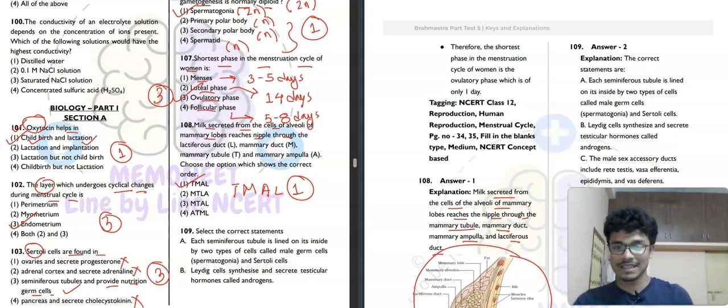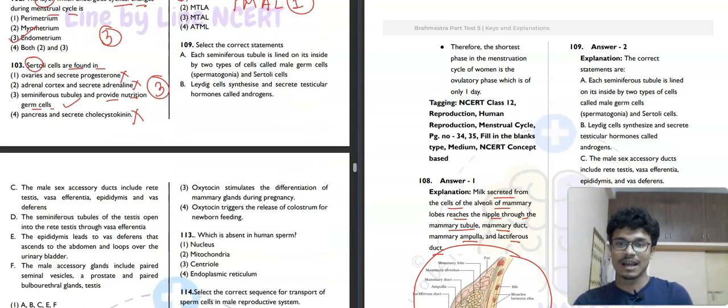It is saying to select the correct statement. Each seminiferous tubule is lined on its inside by two types of cells called male germ cells, spermatogonia, and Sertoli cells. Absolutely correct. Leydig cells synthesize and secrete testicular hormones called androgens. It is also correct. Now it is saying that the male accessory ducts include rete testis, vasa efferentia, epididymis and vas deferens. It is also correct.